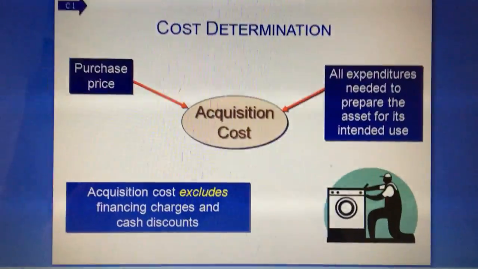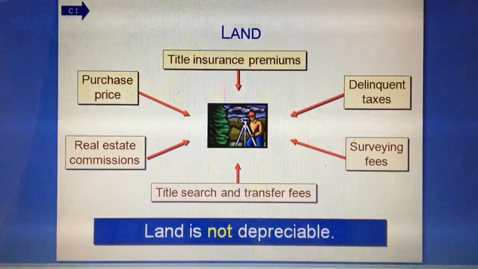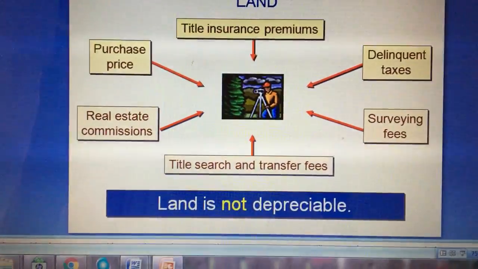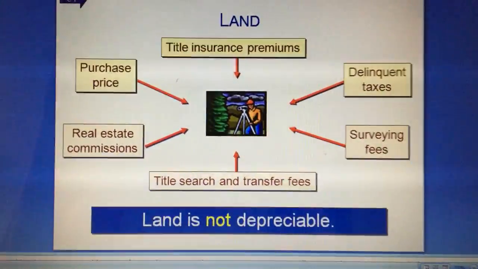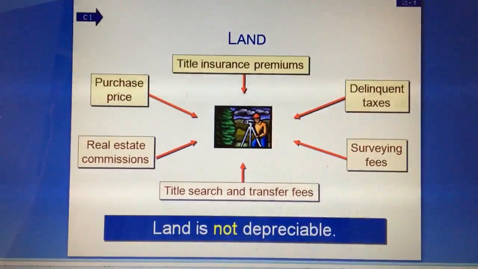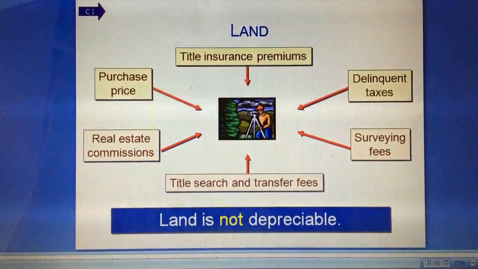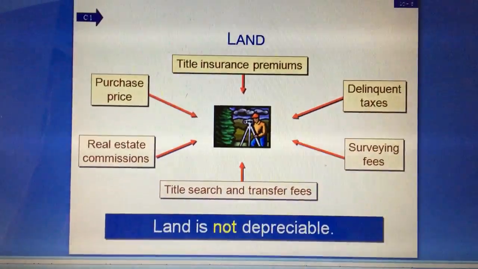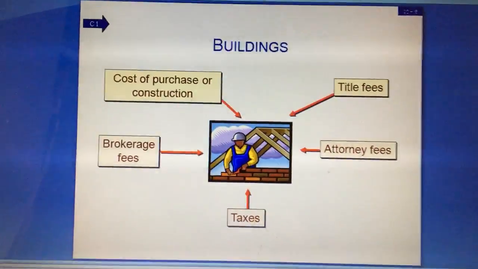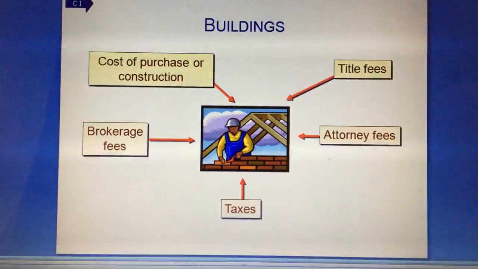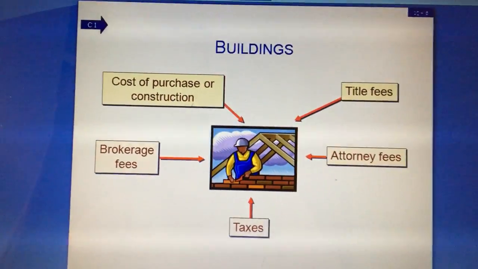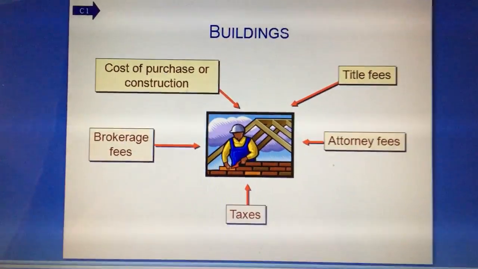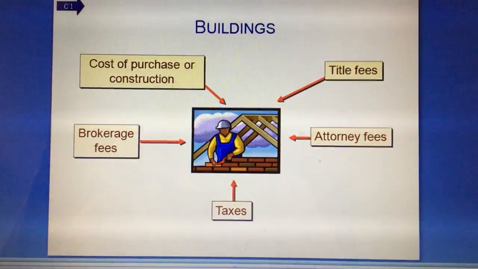Okay, just some examples. For land, know this. Land is not depreciable. Okay, we always assume that land is going up in value. You can include all of this in the cost of land, but you never depreciate it. So just know that land is not depreciable. Now, when you build on that land, that building is depreciable. You can spread out that cost of that building, like Brokaw, over a period of years.